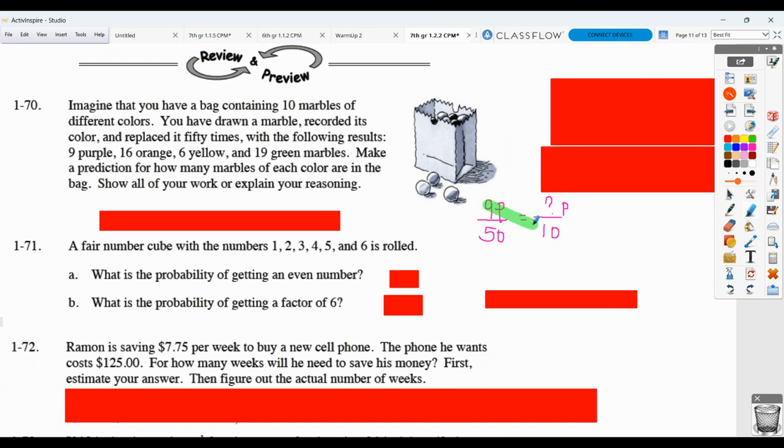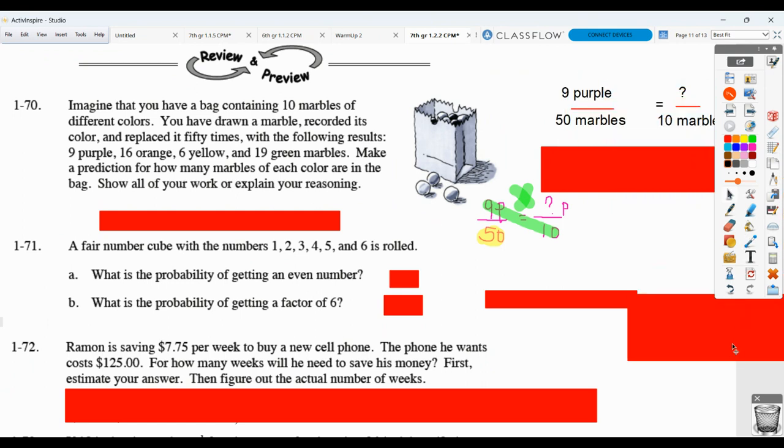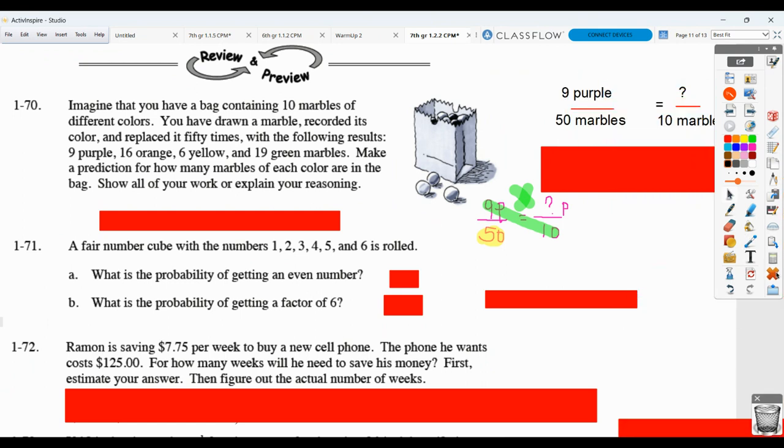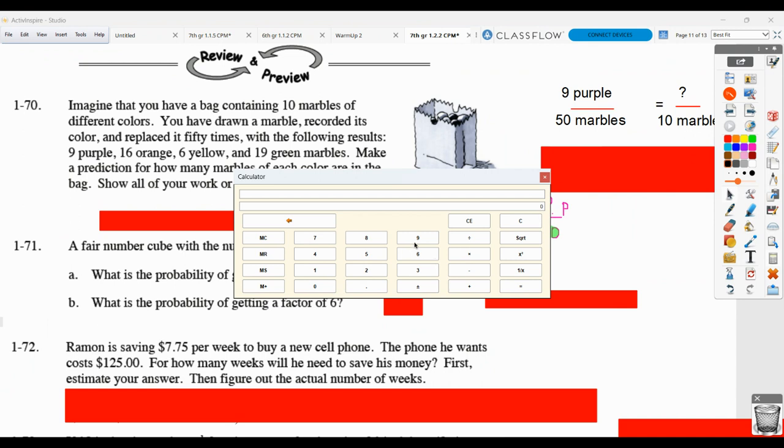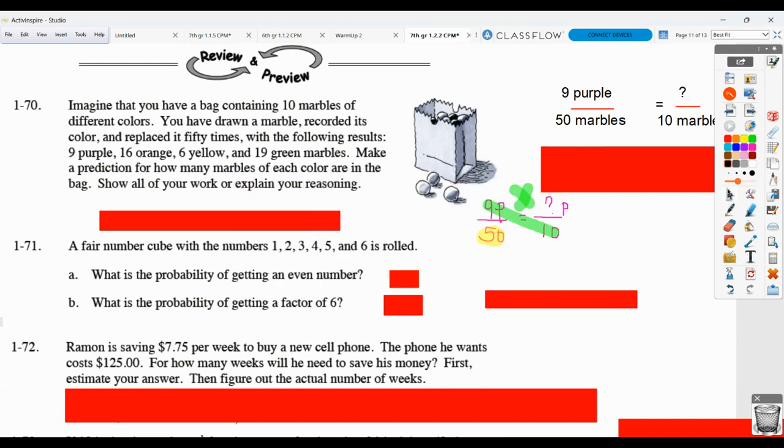So if you take 9 times 10, that's again how we solve cross products, and then you divide by your 50. What you're going to find is that, and I'll do it for you on the calculator here, 90 divided by 50 is going to give you about 1.8. So what would that be? Well, if we round it, we'd say that's about 2 purple marbles.